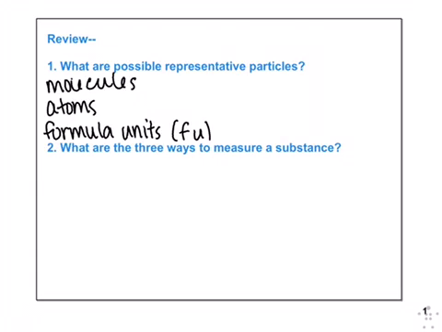And then what were the three ways that we talked about how we measure a substance? Mass, Cora? Volume. And what was that, Danielle? And then number or quantity. Good.